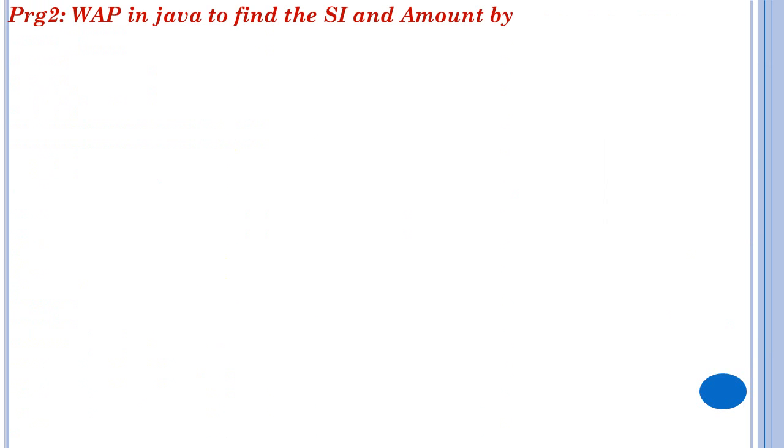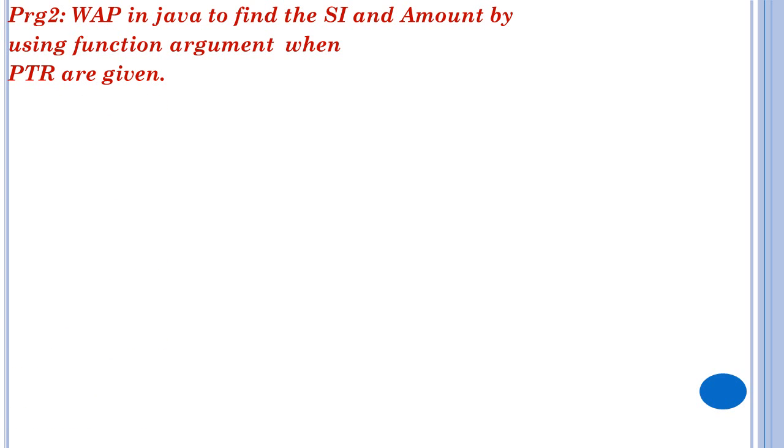Yeah, I'll explain one more program using a function argument. Write a program in Java to find the simple interest and amount by using function argument when P, T, R are given. You know the formula to calculate the simple interest. P into T into R divided by 100 is used to calculate the simple interest. Next, if you are going to calculate the amount, amount equals simple interest plus P, principal amount, right? That is about simple interest and the amount.